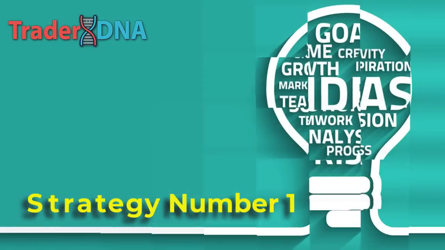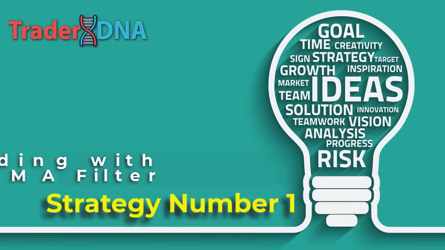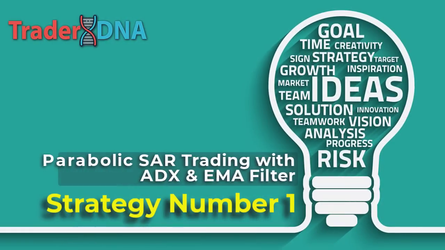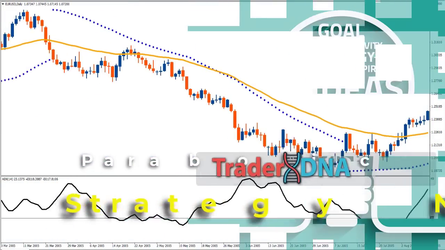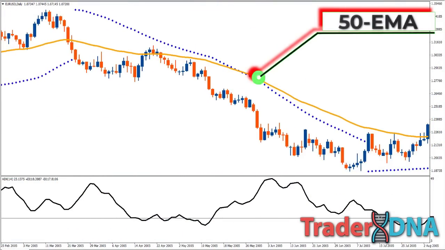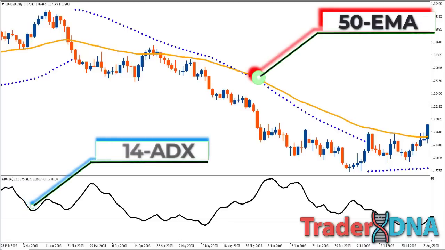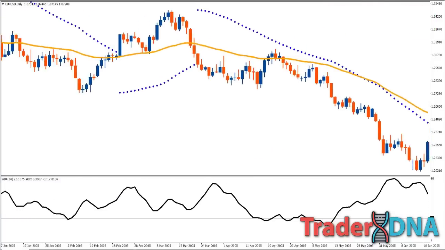Strategy number 1. Parabolic SAR trading with ADX and moving average filter. A popular combination is a 50-period exponential moving average, together with the 14-period ADX. The weakness of the SAR is range markets, and that's why this combination can potentially improve the SAR trading signals.